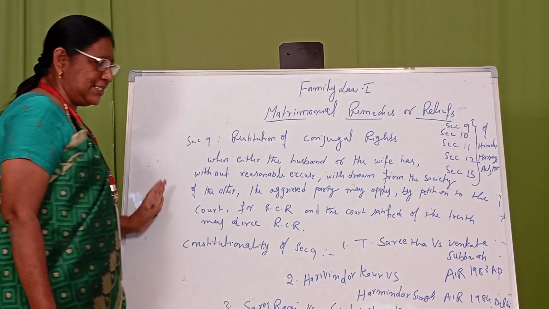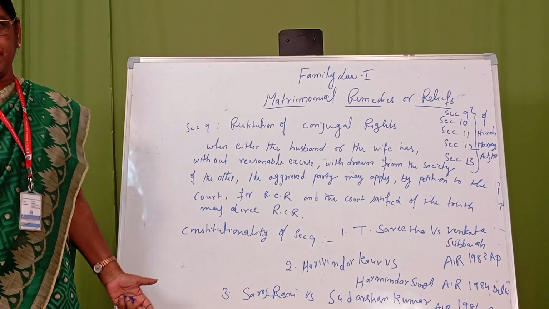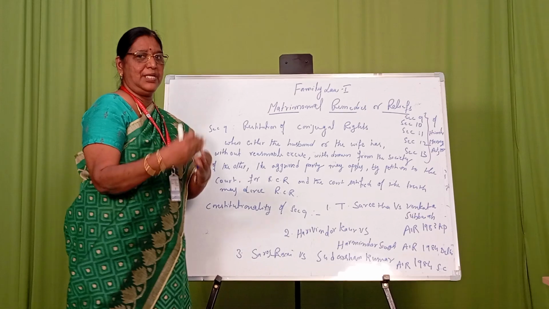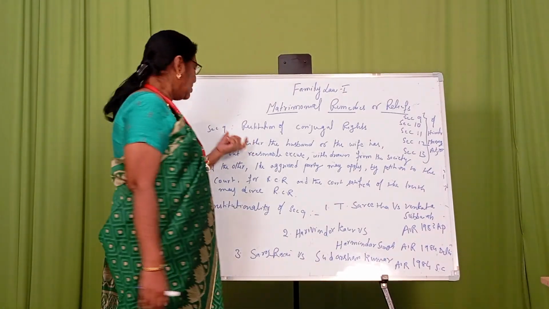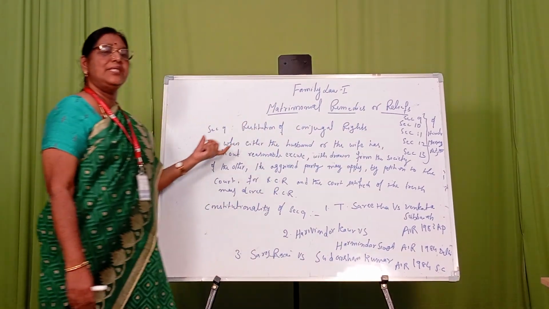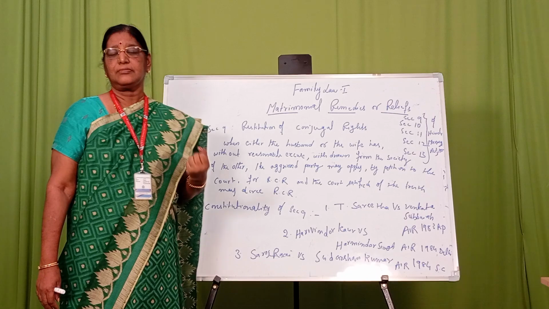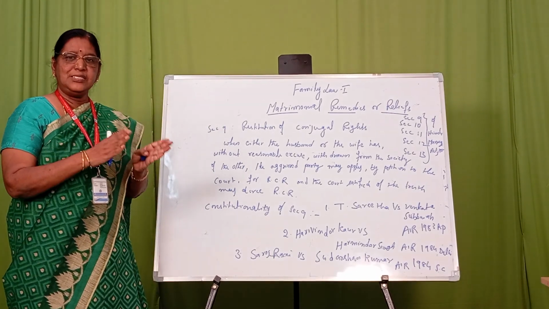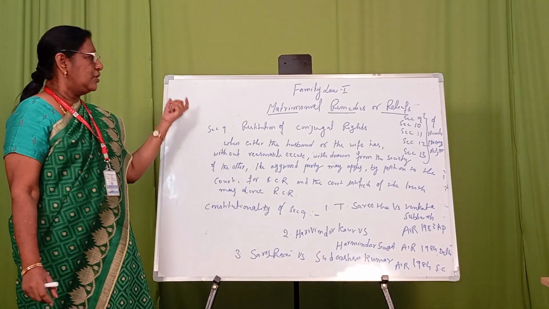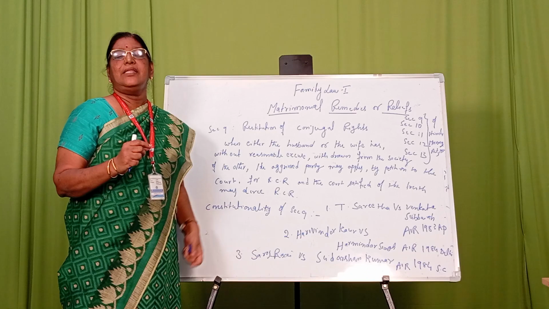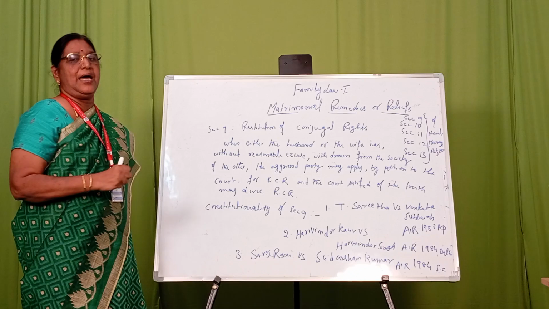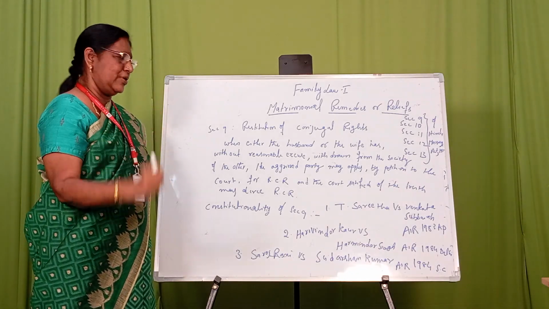As we have already discussed, students, when a marriage is performed, the Hindu marriage creates certain rights and obligations among the parties. So here we are discussing Section 9, which is restitution of conjugal rights. What is this restitution of conjugal rights? In Hindu marriage, once the marriage is performed, it creates an obligation between the parties to stay together in their matrimonial home.